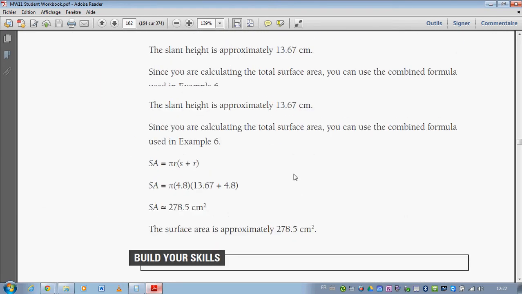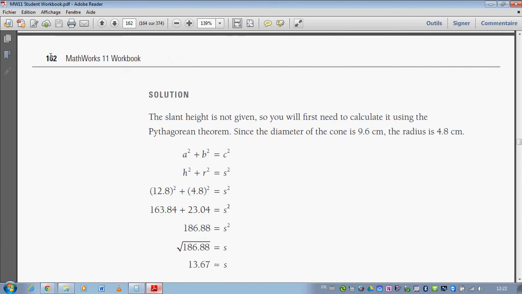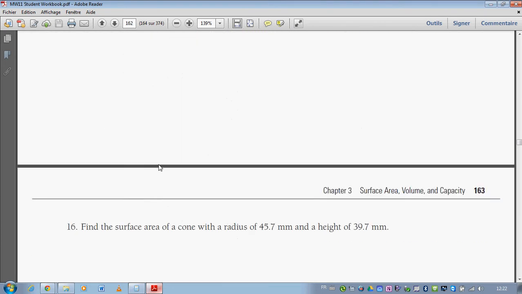So at this point, you can pause the video and you can try out the Build Your Skills questions on page 162 of your workbook.